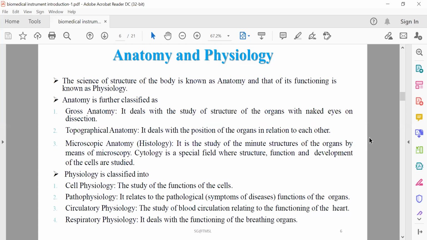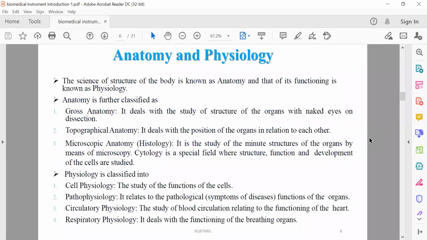Topographical anatomy, what is it? It basically deals with the position of the organs in relation to each other. And microscopic anatomy is the study of the minute structure of the organs by means of microscopy. Okay, so cytology is a special field where the structure, functions, and development of the cells are studied.